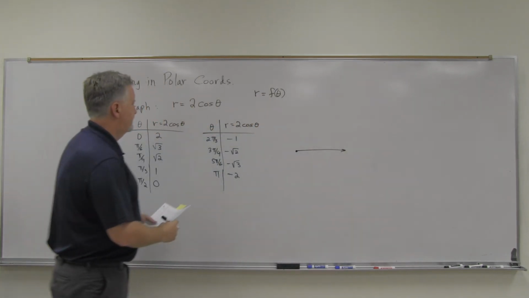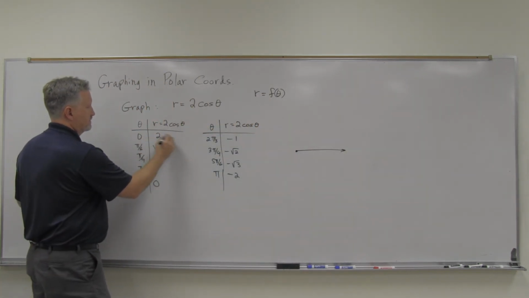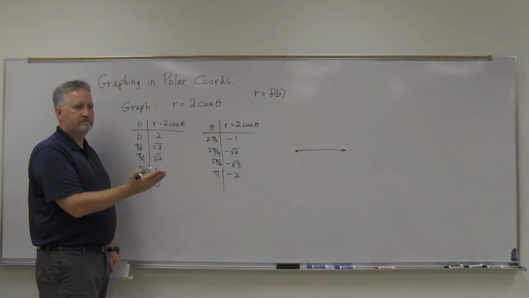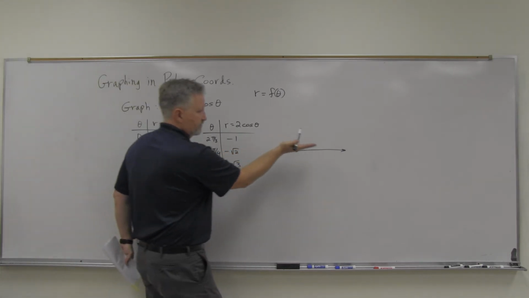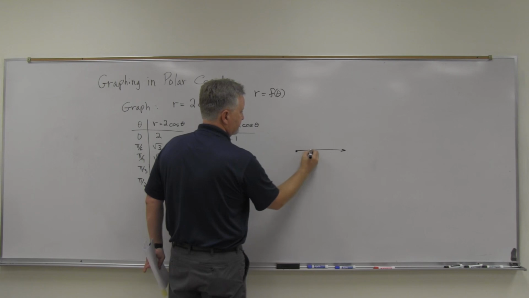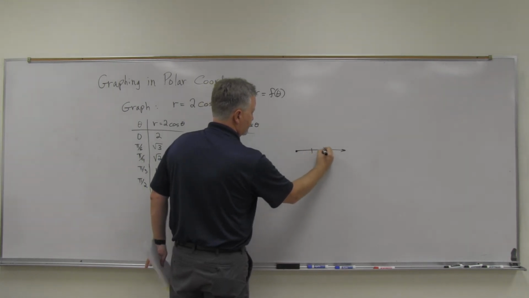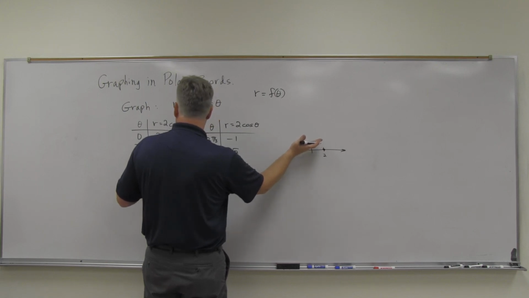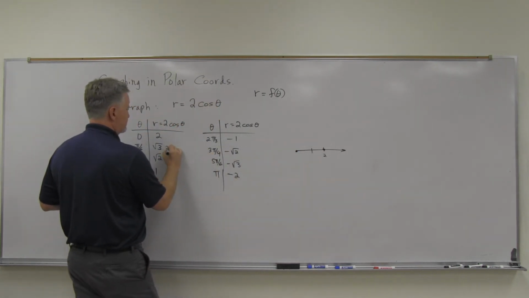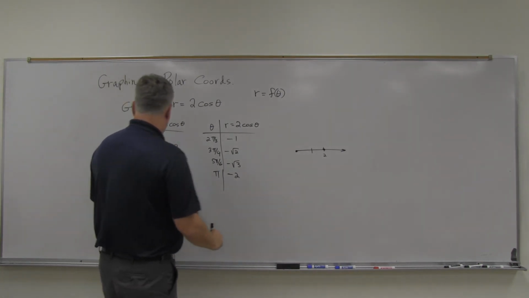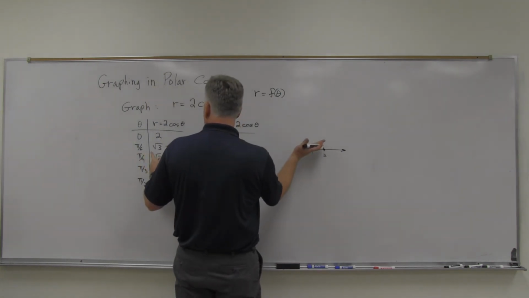Putting those together, we've got theta is 0, r is 2. So where's theta 0? It's in reference to this, so theta 0 is right here, isn't it? And I'm going to go out to 2. So that point's there. Pi over 6, so I've got 30 degrees, and then it's square root of 3, which is about 1.7, isn't it? Square root of 2 is 1.4. So at pi over 6, I'm at 1.7.